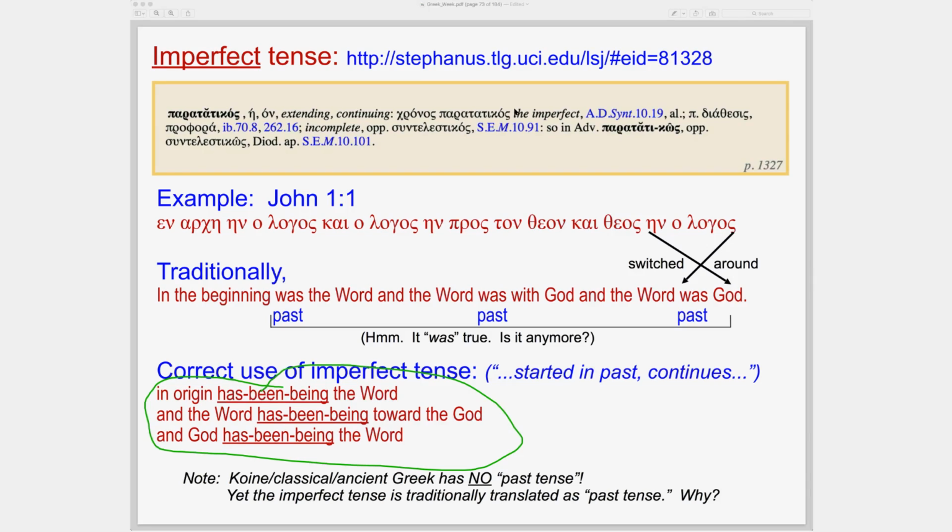And then, again, the switched around part here, it actually makes it more clear. And in fact, it couldn't be the other way. It couldn't be the Word has been being the God. Well, I suppose it could. It's a linking verb, but God has been being the Word.